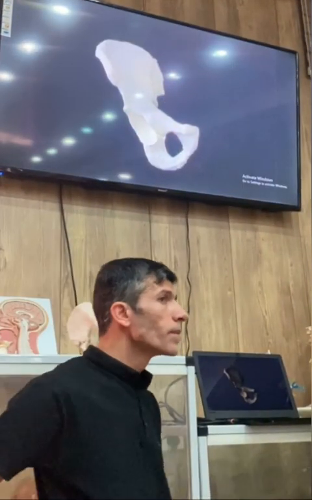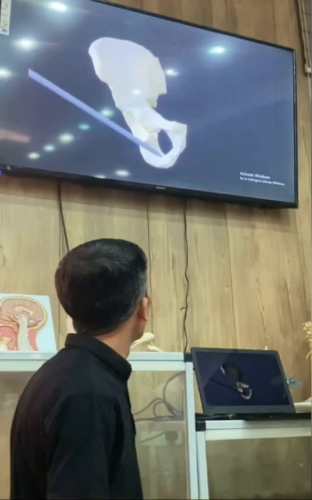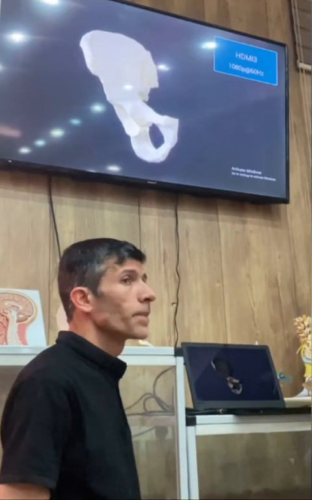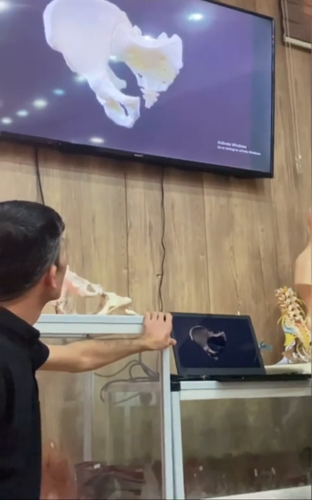So when we look at the hip bone from in front, like this, we see the inner aspect of the ilium, of the pubis and ischium. Now that we've looked at the hip bone, let's bring the sacrum back into the picture.